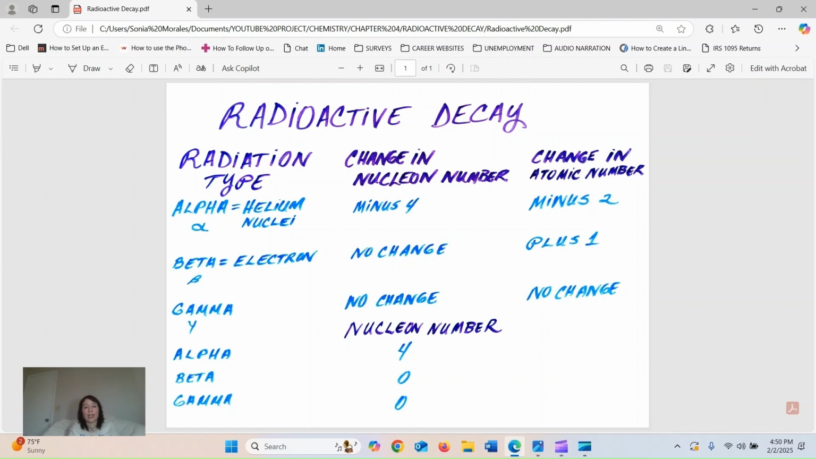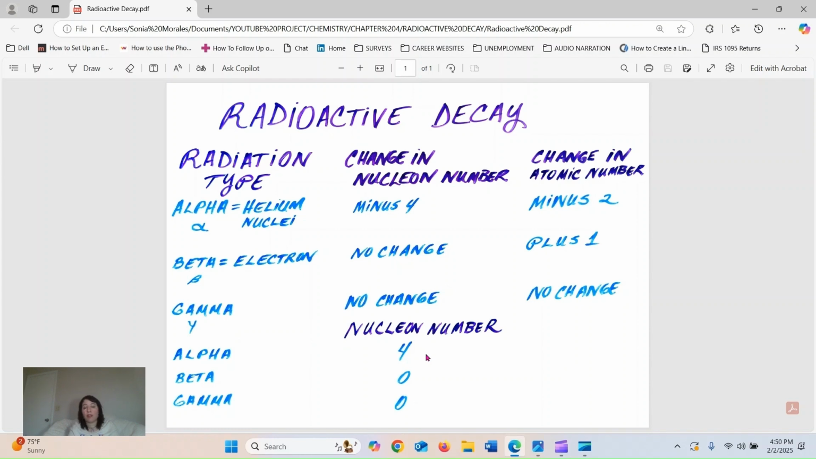The first one is alpha, and here's the Greek letter for alpha. So, what happens in alpha decay? In alpha decay, the unstable nuclei emit alpha particles which are identical to helium nuclei. So, let's go down here. Here's alpha, and the nucleon number is 4.